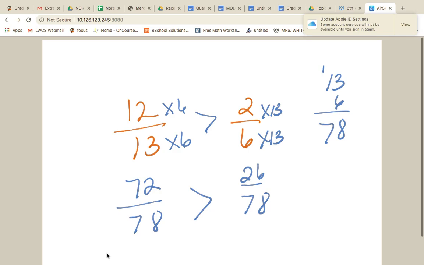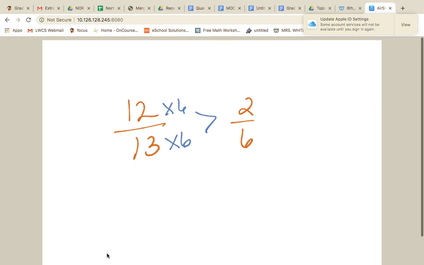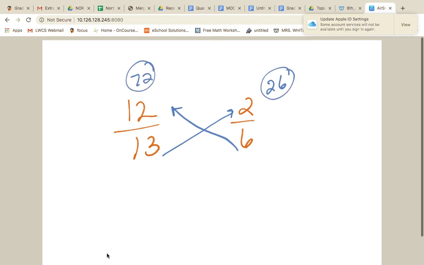Another strategy would be to do the cross multiplication. Sometimes they call it the butterfly, where you go diagonally across and you multiply. So I could go across and say 13 times 2 is 26, and 6 times 12 is 72. So 72 is larger than 26, so 12/13 is greater. So that's an example that you can do.